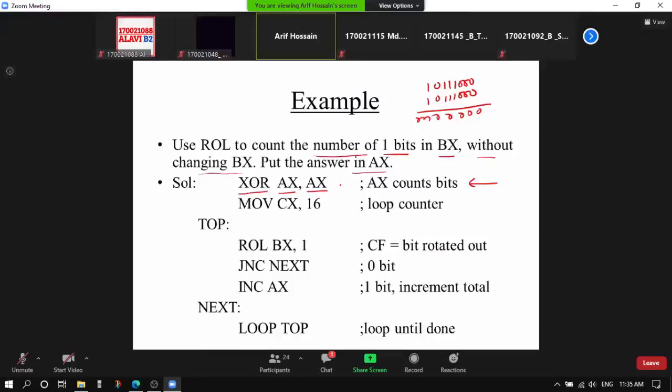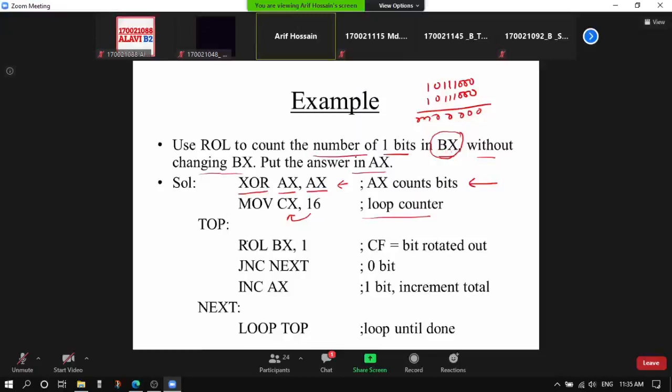That's why initially we are clearing AX, making sure that AX is 0. Then we are moving 16 to CX. If you remember from your previous labs, CX is your loop counter. How many times do we want to run the loop? We want to run the loop 16 times. Why 16 times? Because BX is a 16-bit register. If I was interested in BL, I would have run the loop 8 times. But since BX is a 16-bit register, I want to run this loop 16 times.